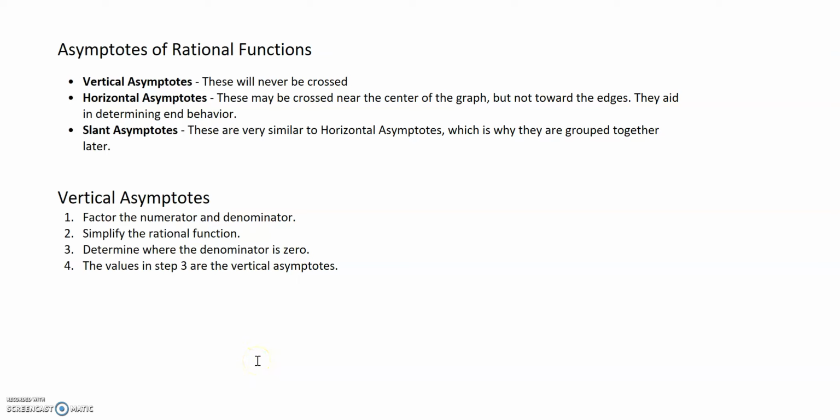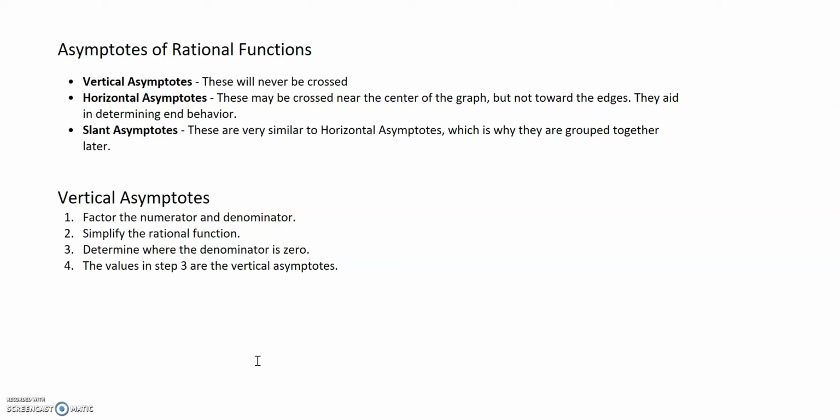This video will be about the asymptotes of rational functions. There are three types of asymptotes we'll look at. Vertical asymptotes, which will never be crossed. Those go straight up and down. Horizontal asymptotes, so straight left and right.